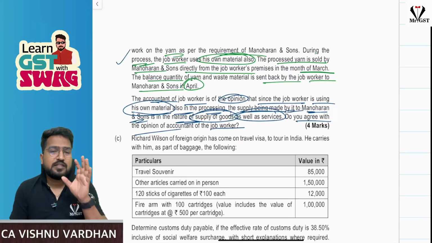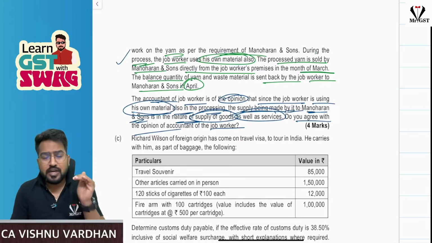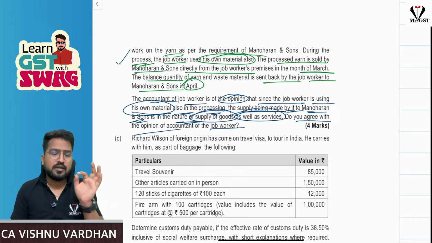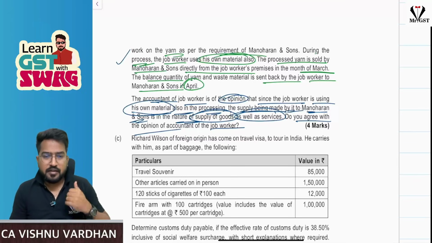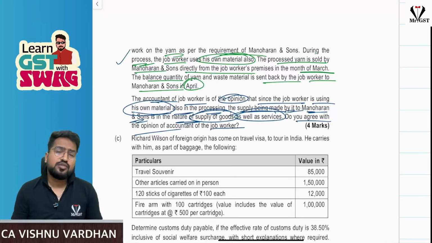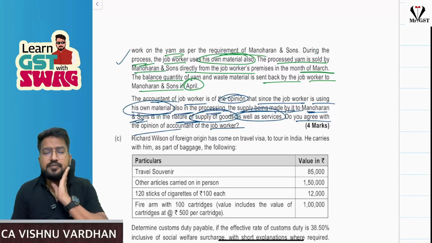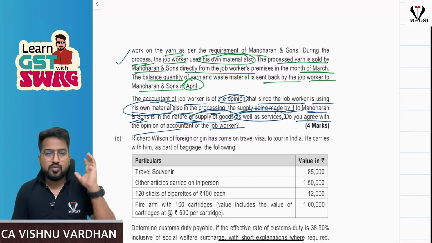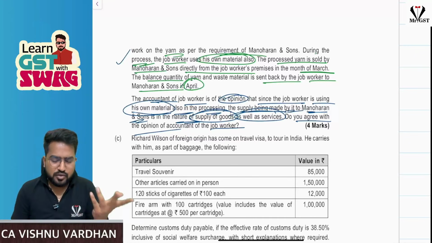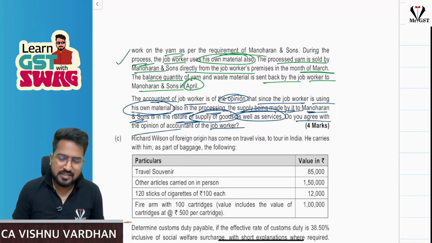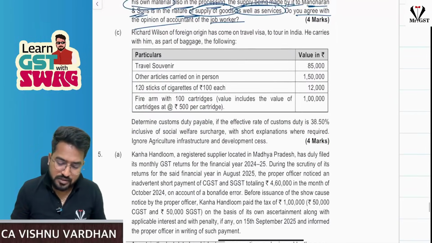Simple. See, this fellow job worker is doing job work activity. As per Schedule 2, any person doing some processing or manufacturing on goods belonging to some other person is treated as supply of service. Here Manohar and Sons are sending the goods and this fellow is doing some processing on that, and there is a circular also clarifying that a job worker, while providing his services as a job worker, can also use his own goods. So still it is very much treated as supply of service only. This cannot be treated as both supply of goods as well as services. Read the answer once, more than sufficient.